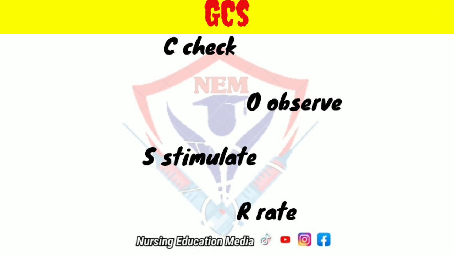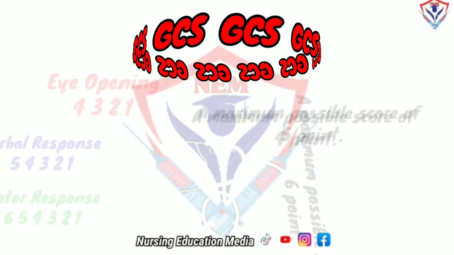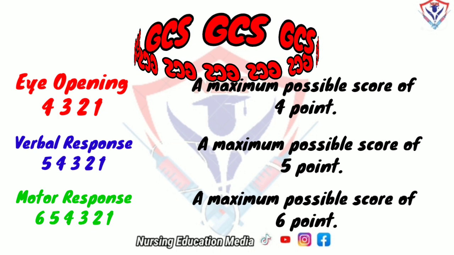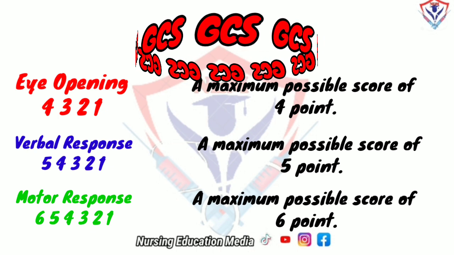GCS score is used to grade and plan treatment of patients with head injury. It can also be used to monitor neurological status of critically ill patients. Now, let's discuss the components of Glasgow Coma Scale. There are three components: eye opening, verbal response, and motor response.